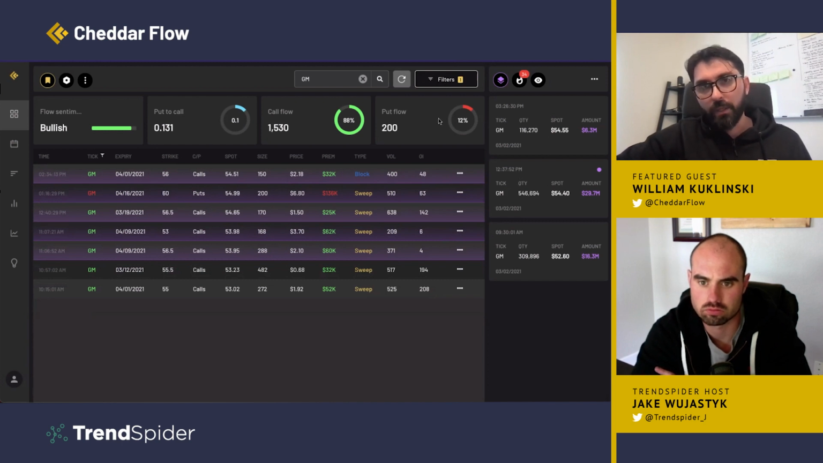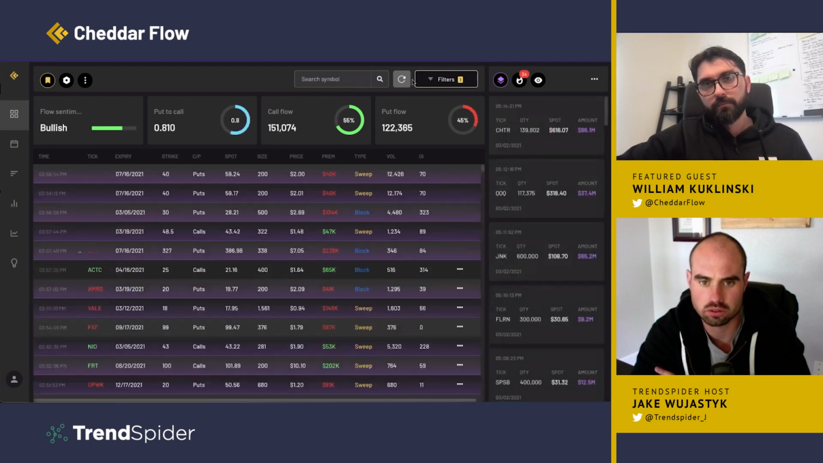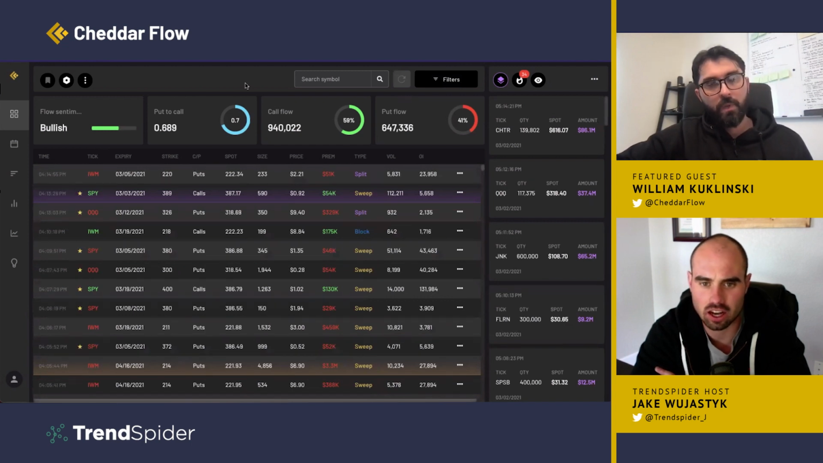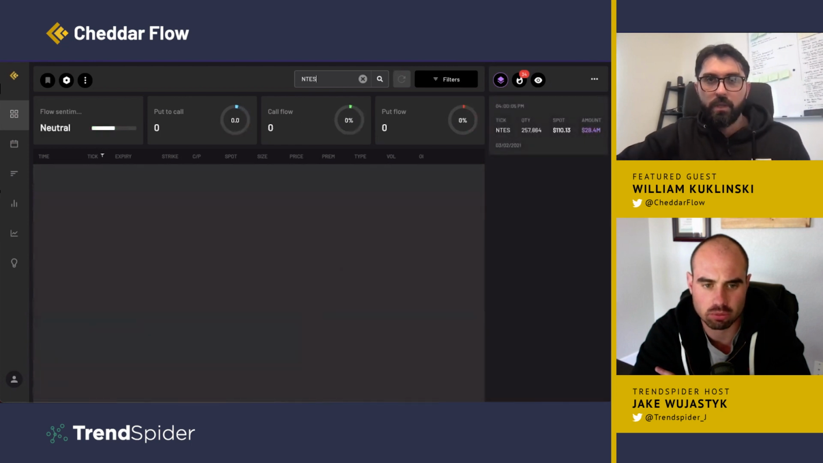So the probability is just rising for me that this could have some bullish upside movement. Makes sense. The next one that you mentioned was NTES. Can you tell us a little bit about what this is kind of looking like on the platform?